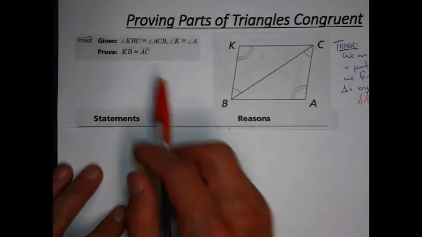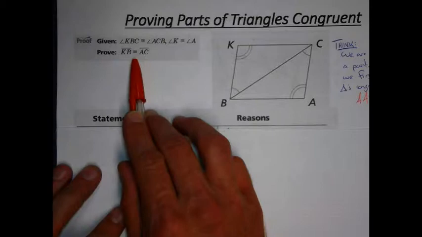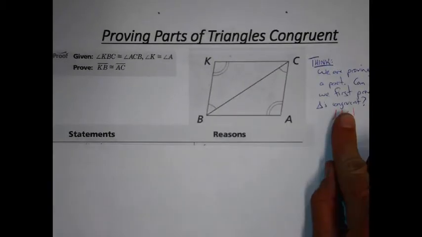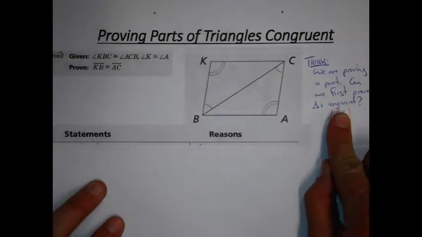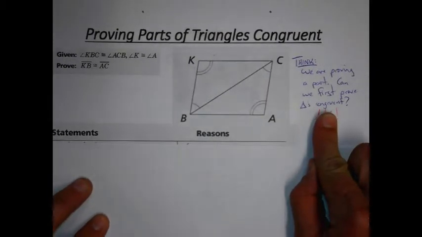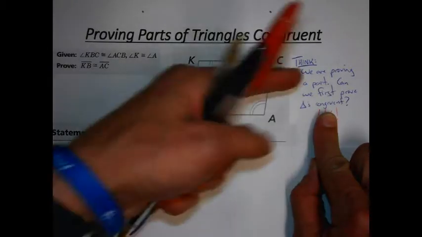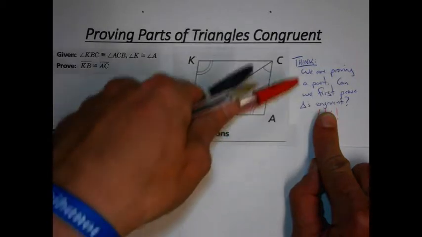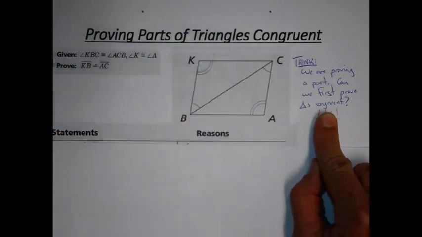We're not proving triangles. We're proving parts. Okay? So now we got to do some thinking, right? So let's think this through. We're trying to prove a part, right? We're not trying to prove a triangle. We're trying to prove a part. But in order to do that, the question becomes, can we first prove the triangles congruent, right? So we got to think this through.